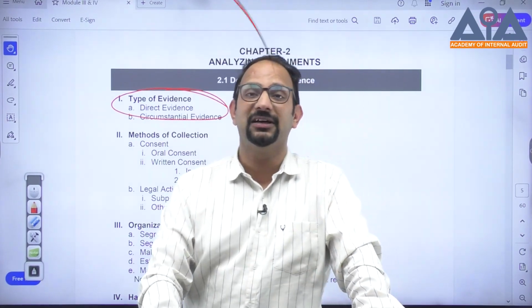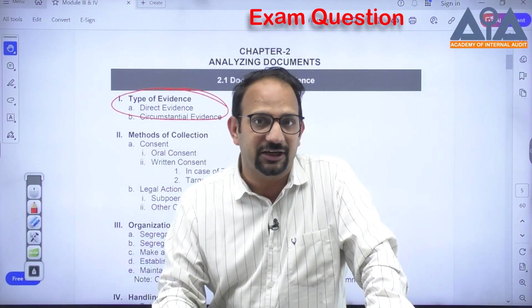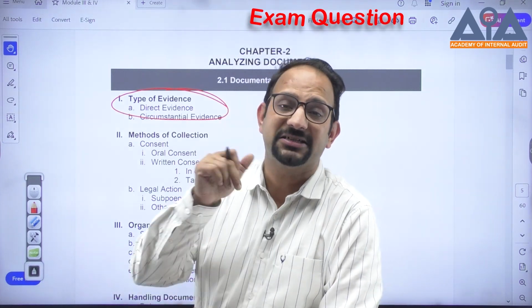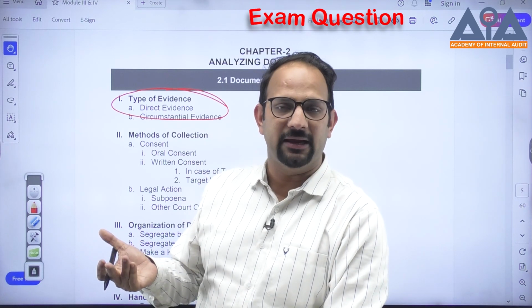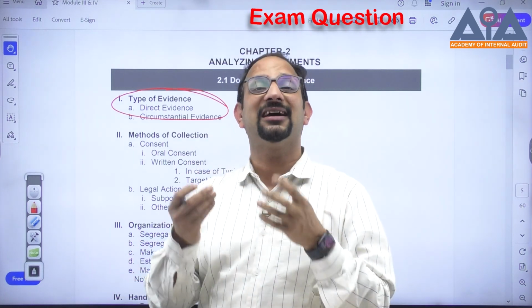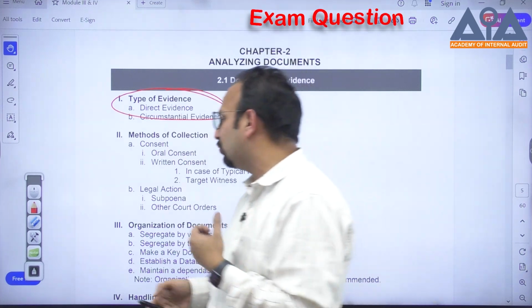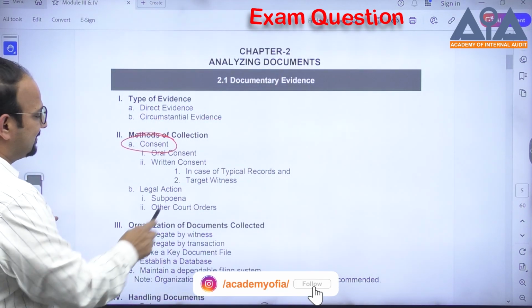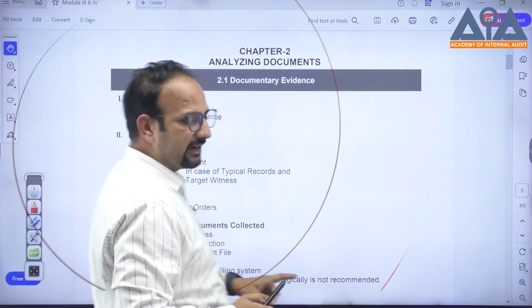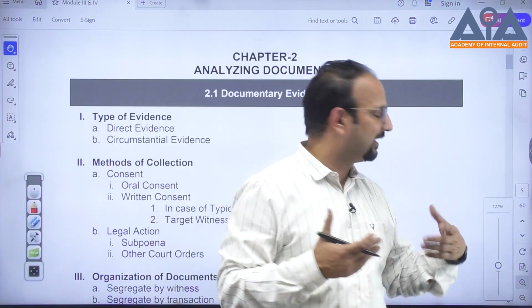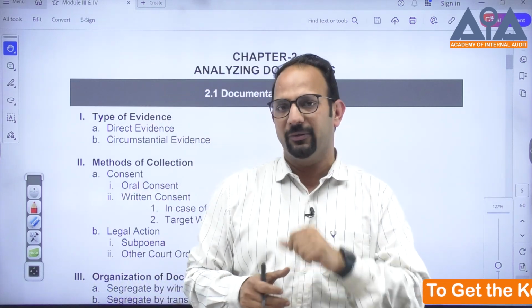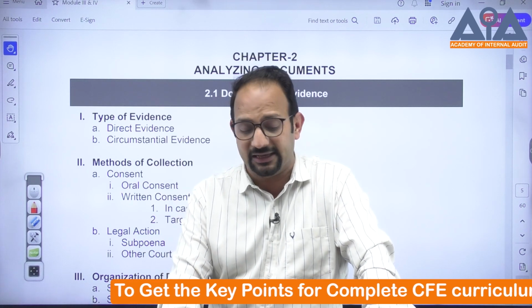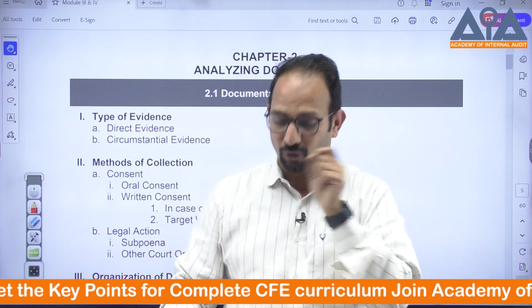The second important point from the examination point of view is the method of collection. How can you collect those documents? For example, you would like to take a bank statement of one of your employees, and he is denying. How can you obtain it? There are primarily two methods. Number one is consent: you take the consent from that person. Second is through legal action: you take certain legal action and then obtain that particular document. When we say consent, it can be oral or written. When it's legal action, it can be a subpoena or any other court documents.